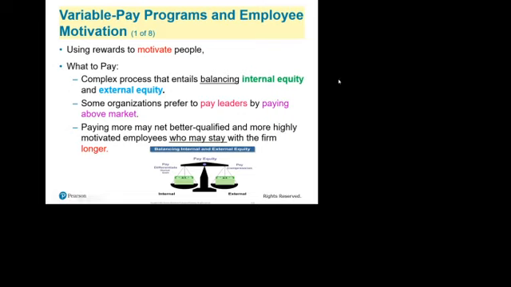So paying employees or leaders, especially general employees and leaders and so on, above the market rates could actually motivate employees to stay with the company longer.